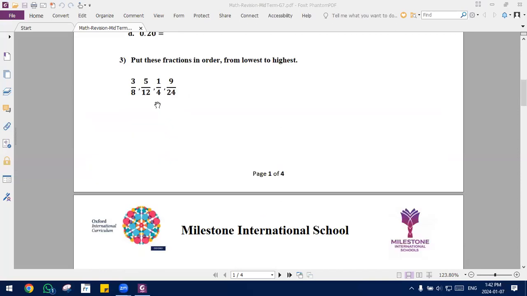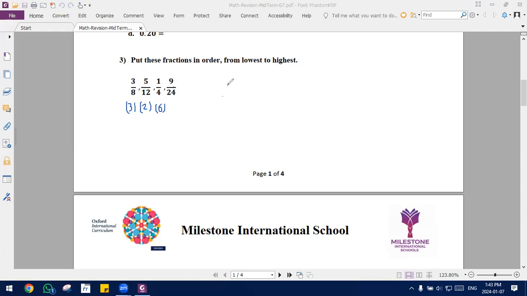Now, next question. Put these fractions in order from lowest to highest. Okay, we need to order the fractions, but I cannot compare them if the denominators are not the same. We always look at the highest one, 24. Can I make 8 equal to 24? Yes. How? We multiply by 3. Can I make 12 equal to 24? Yes. Times 2. What about 4? Yes. Times 6. So now we multiply all these fractions to get an equivalent fraction, and then we can compare them. Now we times by 3.